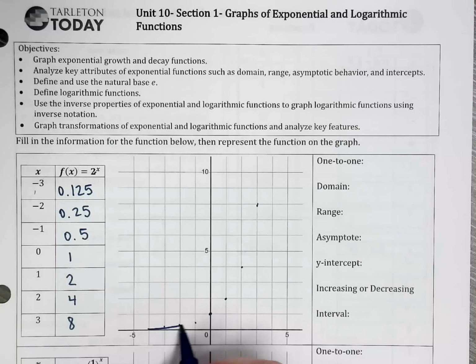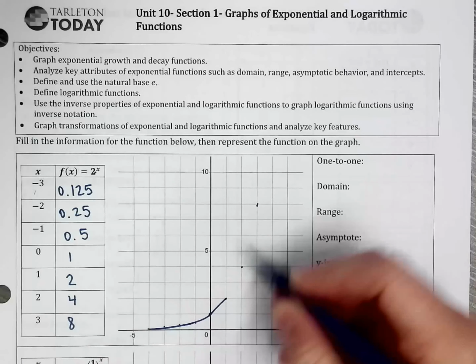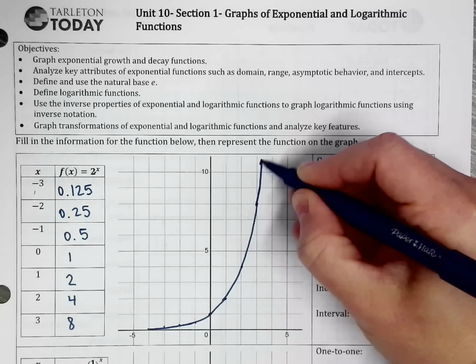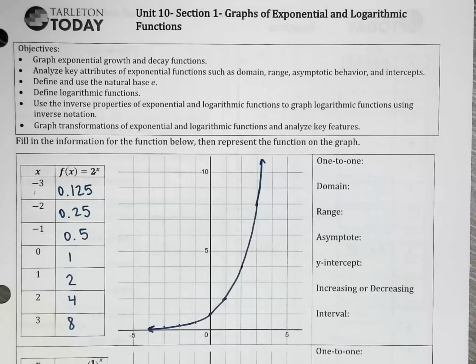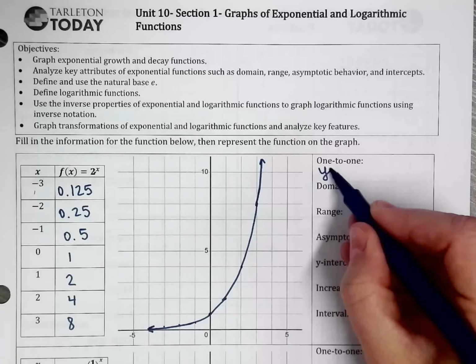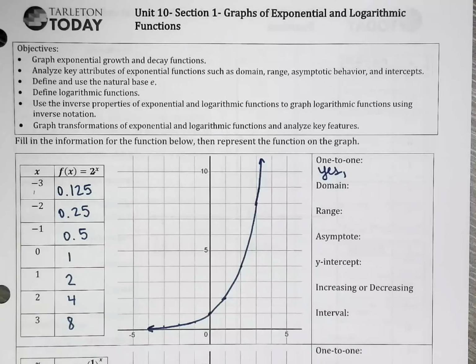And now we need to plot those points. And we're going to do our best over here to trace that function. That wasn't bad. Okay. Is it 1-to-1? Yes. Why? Well, because it passes the horizontal line test.